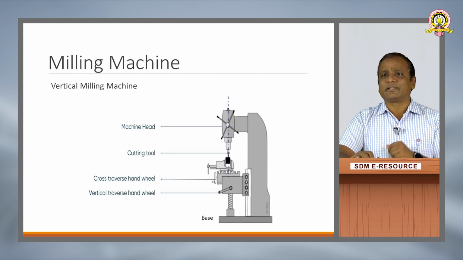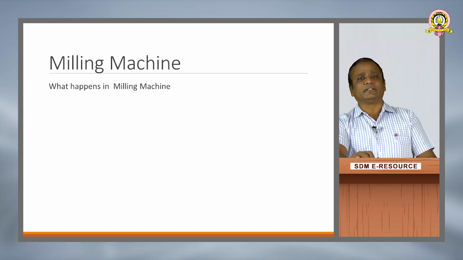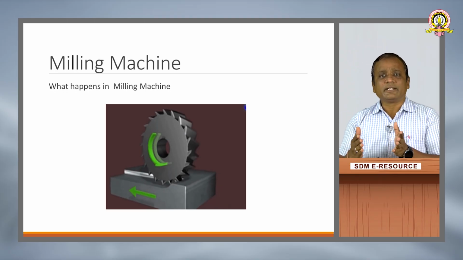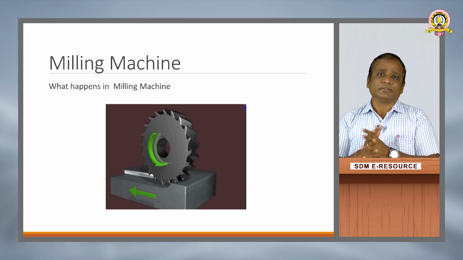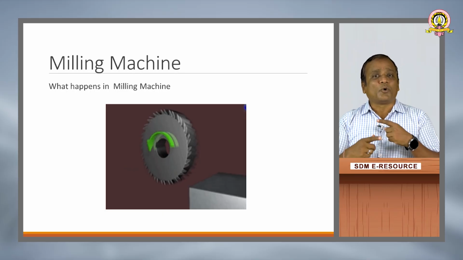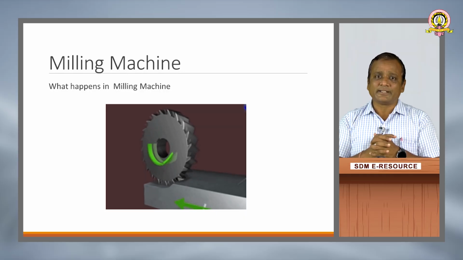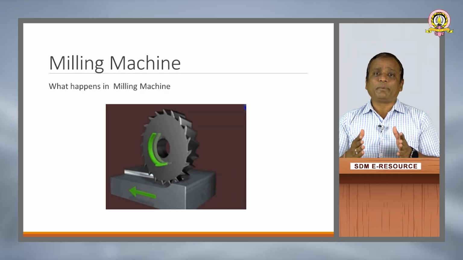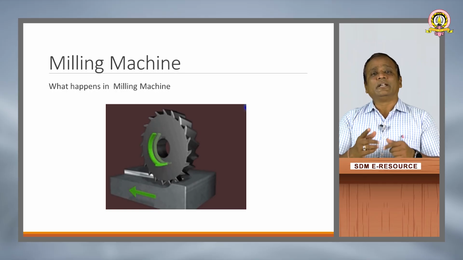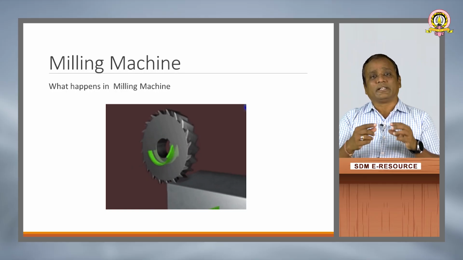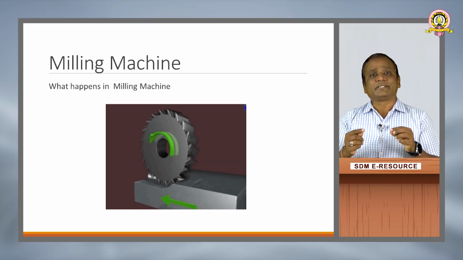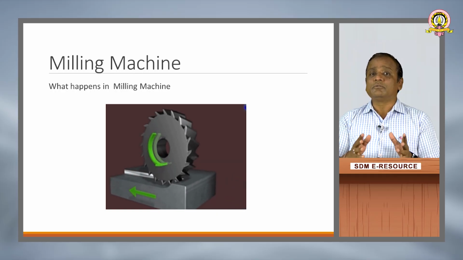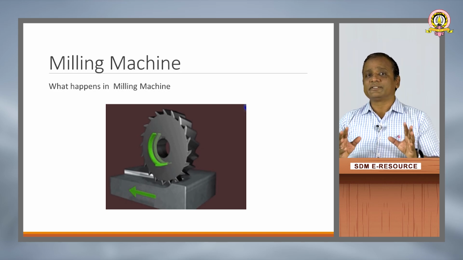Now, what does this milling machine do? What happens in a milling machine? It's all about the workpiece being fed towards the cutting tool. The cutting tool rotates on its own axis, the arbor axis, and the material is removed from the surface. I repeat, the workpiece is fed towards the cutter, the cutter rotates along the axis of its arbor, and the material is removed from the surface. This is what the milling machine does to acquire a certain shape and size.